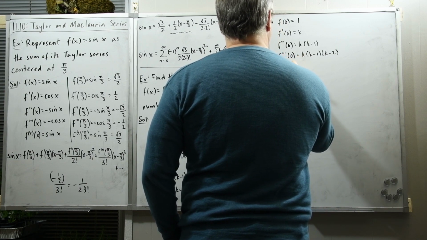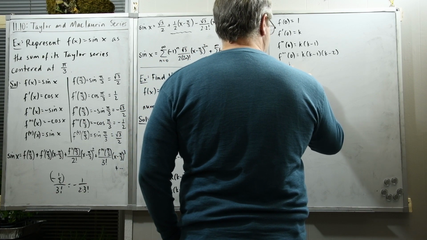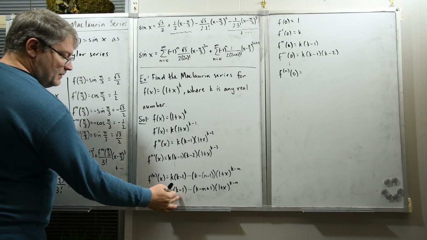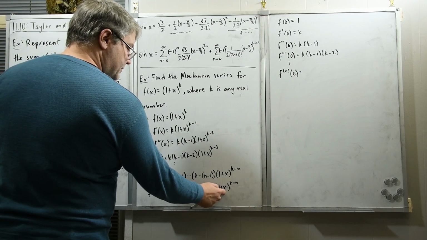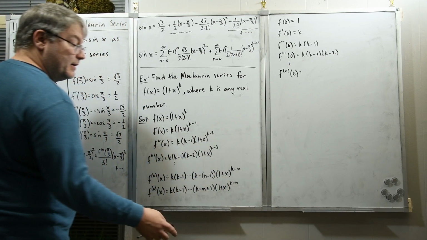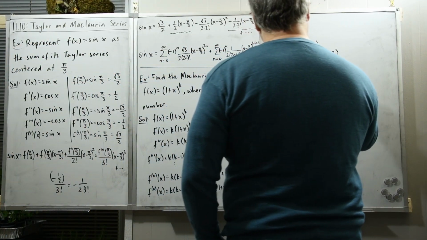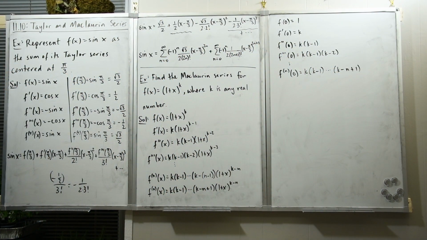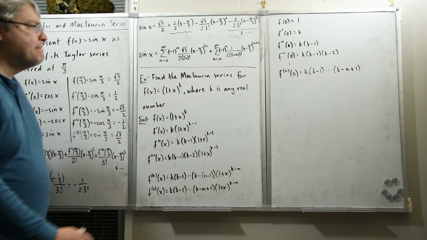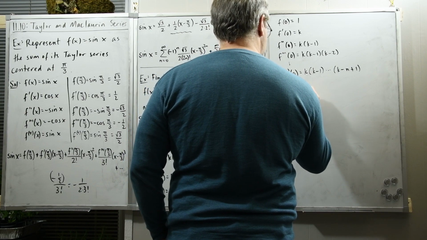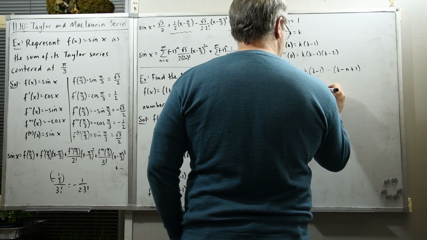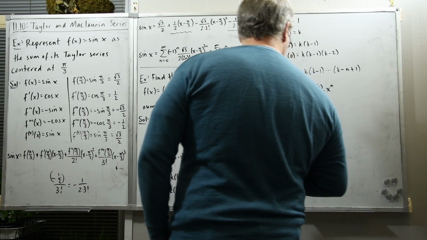So your f triple prime of 0, you get k times k minus 1 times k minus 2. And in general, when you take a look at the nth derivative of f at 0, we get k times k minus 1 all the way through k minus n plus 1 times 1 plus 0 to the k minus n. 1 plus 0 is 1. 1 to the k minus n is 1. So this nth derivative, you'll have k times k minus 1 all the way through k minus n plus 1. So once again, that's your nth derivative at 0. So if we're looking for a Maclaurin series, we know that f of x is going to have the form summation n equals 0 to infinity of the nth derivative of f at 0 over n factorial times x to the n.